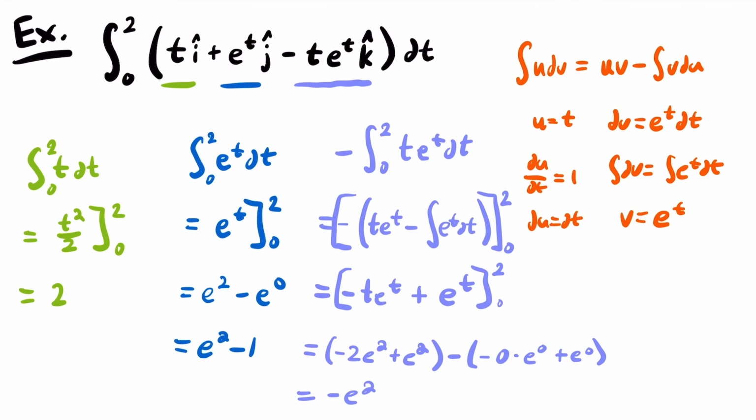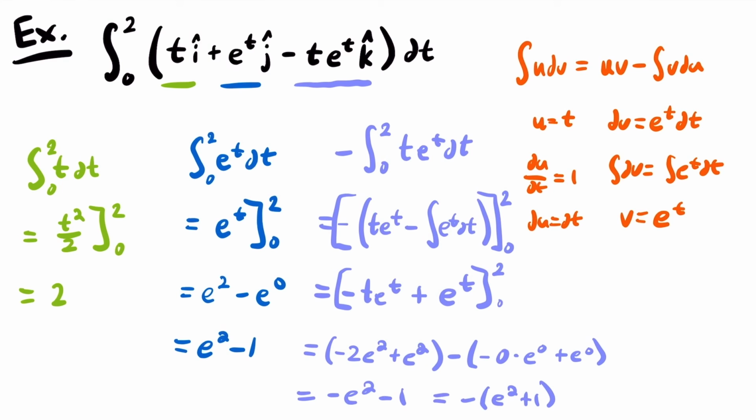0 times e to the power of 0 is just 0. And then e to the power of 0 is 1. So this just turns out to be 1, but we're subtracting it, so we have minus 1. Okay, and if you want, you could pull out negative 1 here, or just pull out that negative and get negative e squared plus 1.